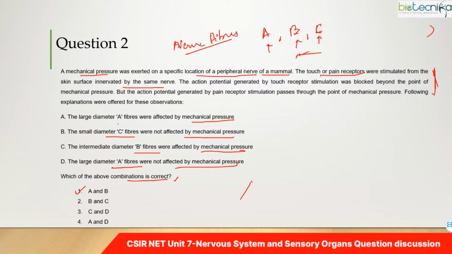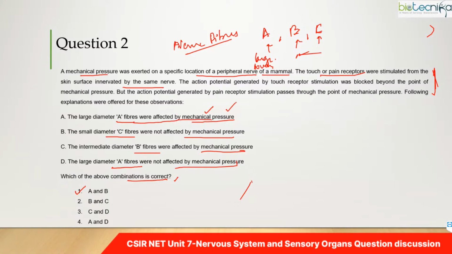The first statement is: the large diameter A fibers were affected by mechanical pressure. Now the A fiber, as I said, you need to know their characteristics. A has a large diameter, so that is correct. And they are affected by touch, vibration, change, pressure, right? So that is why A is correct.